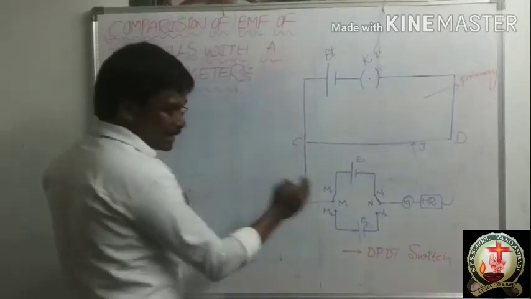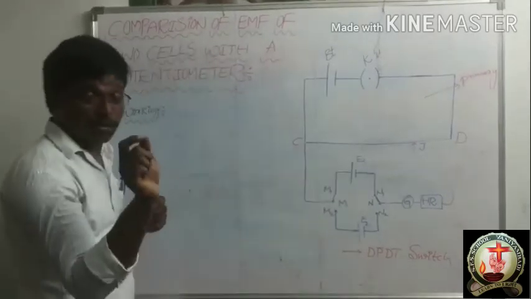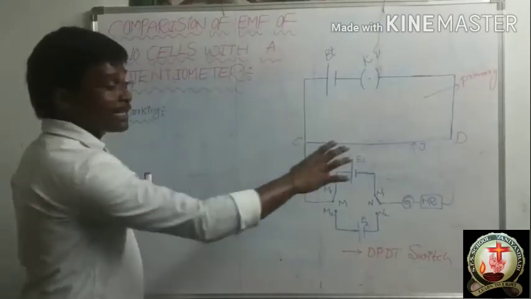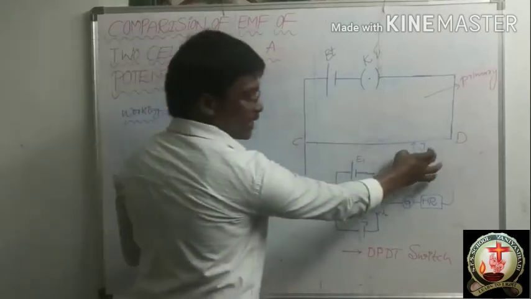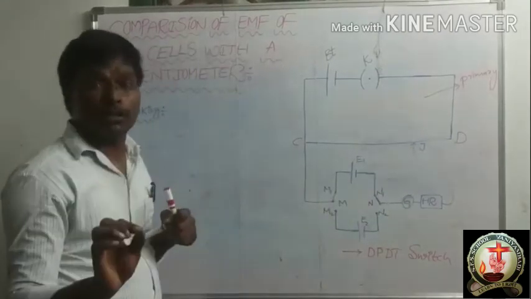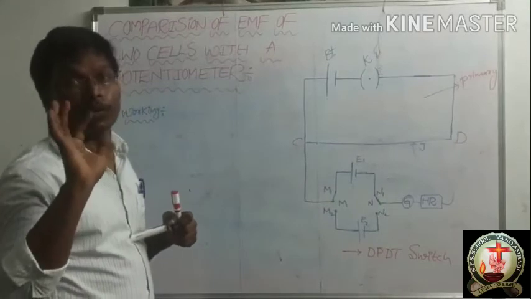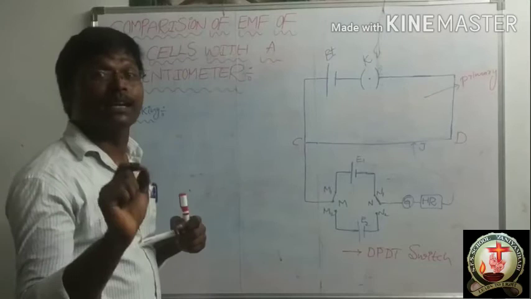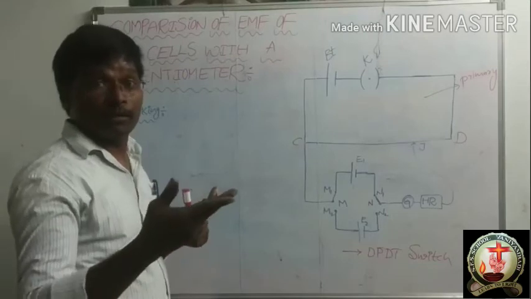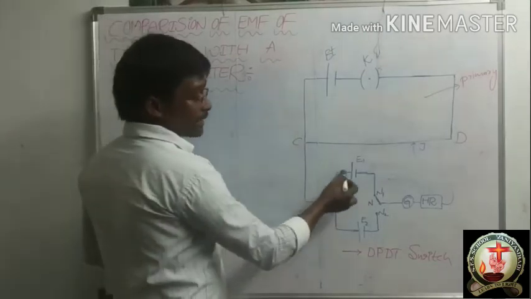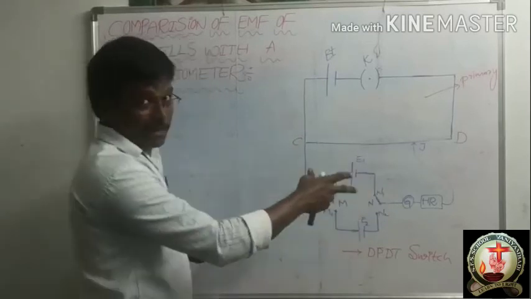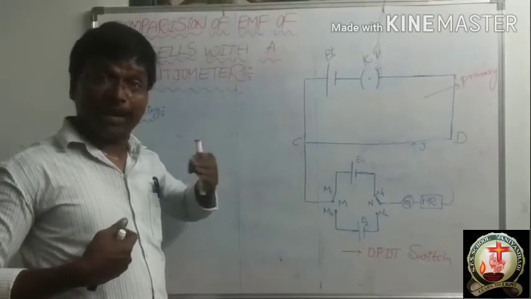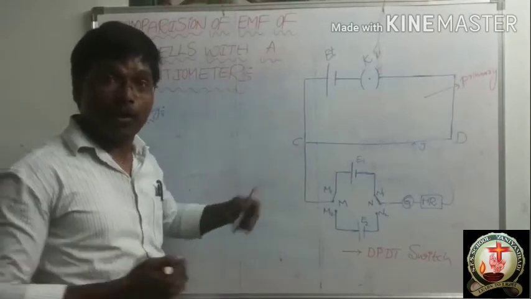When this cell is connected with the secondary circuit, by adjusting the jockey we measure the balancing length. I told you already in yesterday's class how to measure the balancing length. Whenever this electric cell is connected to the secondary circuit, by adjusting the jockey we can find the balancing length.